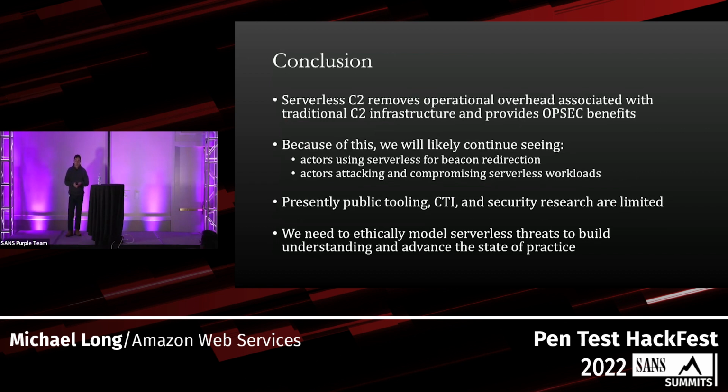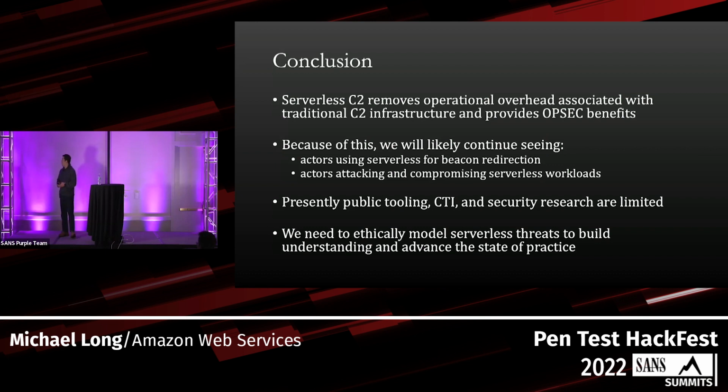Okay, so that brings us to the conclusion. So key takeaways here. One is that serverless C2 removes operational overhead associated with traditional C2 infrastructure. And more importantly, it provides OPSEC benefits in that serverless C2 is very difficult to distinguish from legitimate activity to cloud providers. Now, in light of this, I think we're definitely going to continue seeing serverless C2 activity in the wild. Of particular note is actors using serverless for beacon redirection. I think for most adversaries, that's kind of the path of least resistance. In my case, I basically built a serverless framework from scratch. Most organizations aren't willing to invest all of that effort when they've already invested a lot into existing tooling. So you're going to continue seeing Cobalt Strike beacon redirection with AWS Lambda, Azure Functions, and so on.